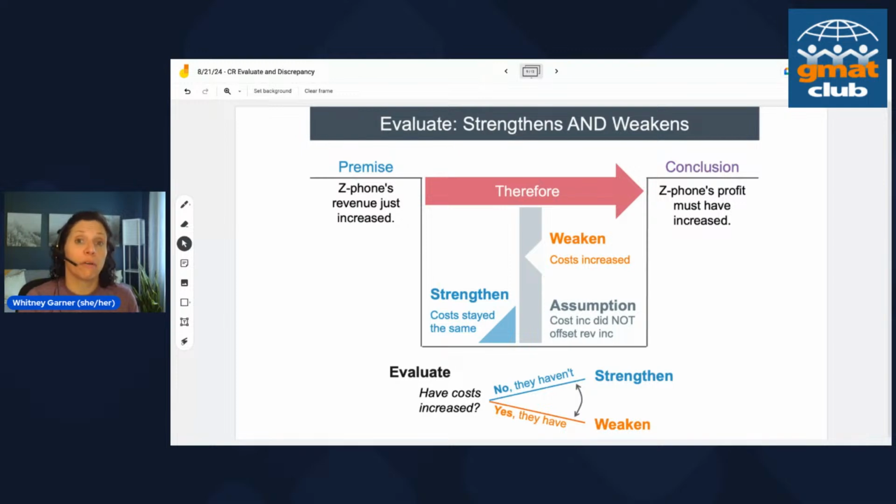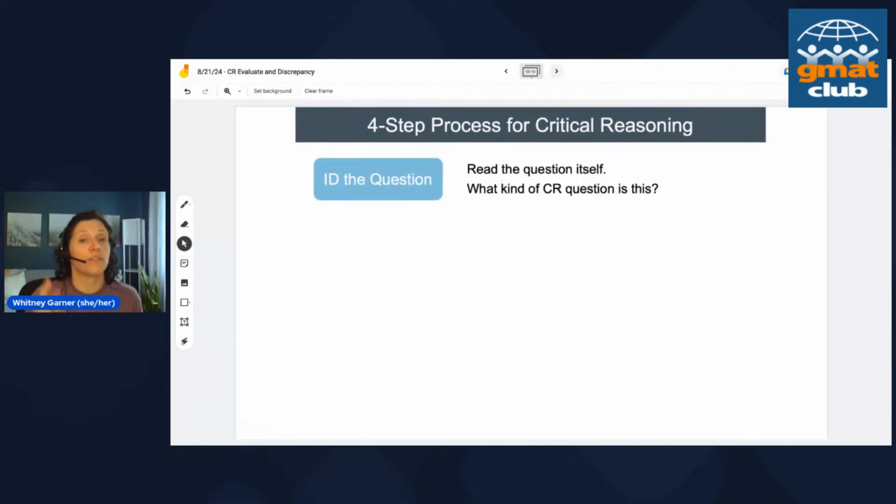So we're going to try a couple. Now, before we try a problem, I want to make sure that you are familiar with the four-step process of critical reasoning. And again, you would have done this with my colleague last time in the first episode. Link is in the notes. So when we start to deal with critical reasoning questions, the first thing we want to do is figure out which kind of question we're in.